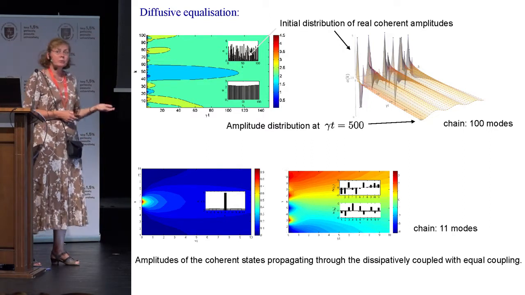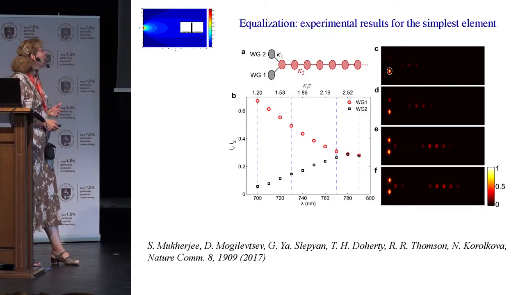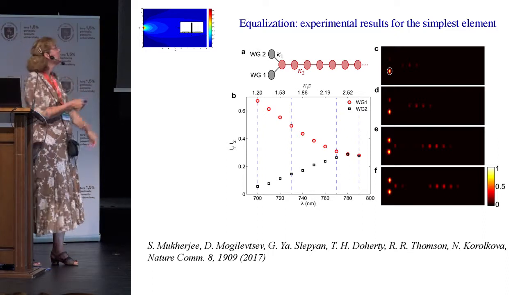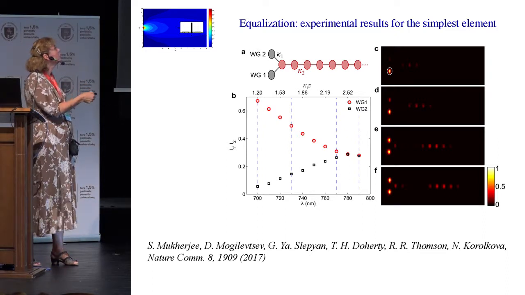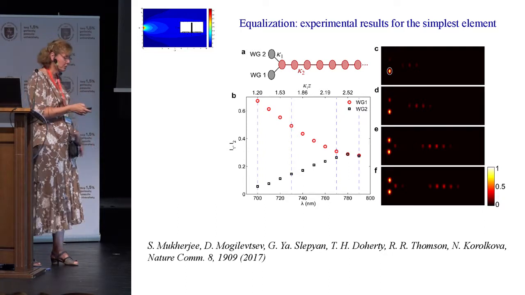And this is what we start with to do an experiment to make sure that we get the distributive coupling. And you don't even need to have a long chain. Even with just this elementary circuit, you get the light equalization. You see here we excite initially just one waveguide, and it gets distributed equally between the two waveguides.